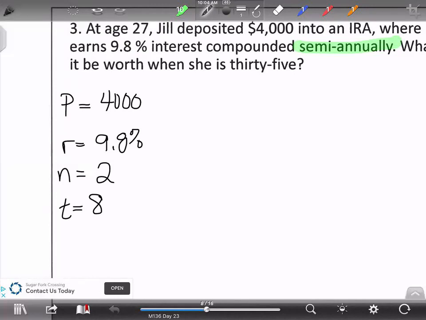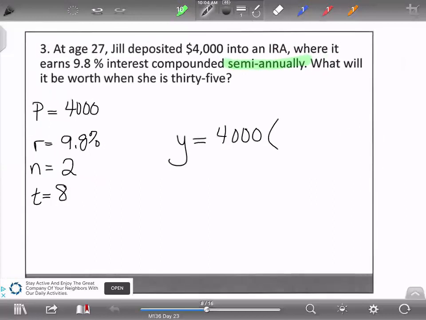So then we're just jumping back over to that formula. The amount in her account is going to be equal to P, and then in parentheses, 1 plus R divided by N, so 9.8% divided by 2, all to the 2 times 8 power, the N times T power. So again, we can type this all in our calculator if we're being very careful, making sure we use all of these parentheses where necessary. Both sets of parentheses in this case are necessary.